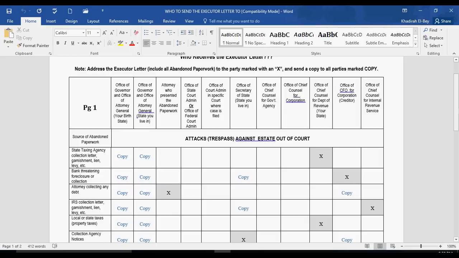All right, bank threatening foreclosure or collection. Office of governor and office of, once again, attorney general, your birth state, as well as the state that you live in. Office of Secretary of State that you live in, as well as office of CFO, the corporation creditor.